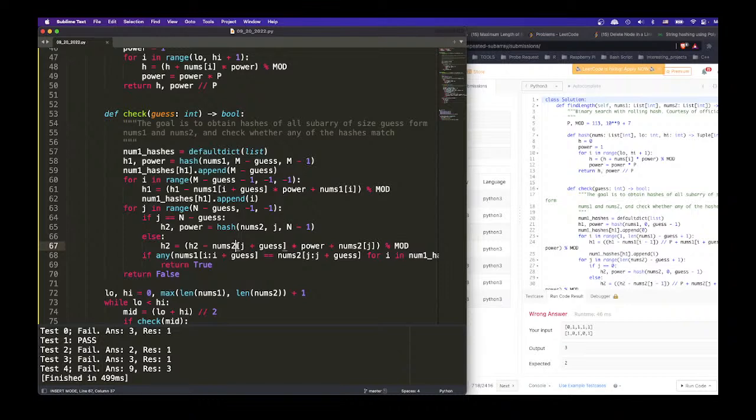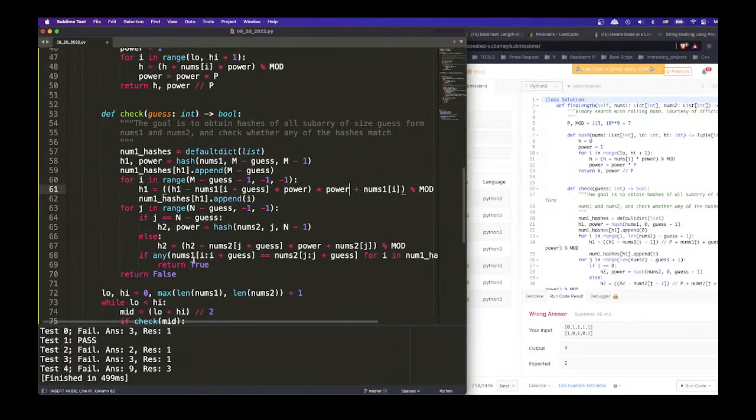Why? Oh, I think I know. We remove this, and the whole thing has to multiply by power. Wait, do we need power? No, we don't need to. Hold on. So we have this, right? We remove this. Yeah, this one has to multiply by power. Oh my god, I have to multiply by power. Man, I am not sure.